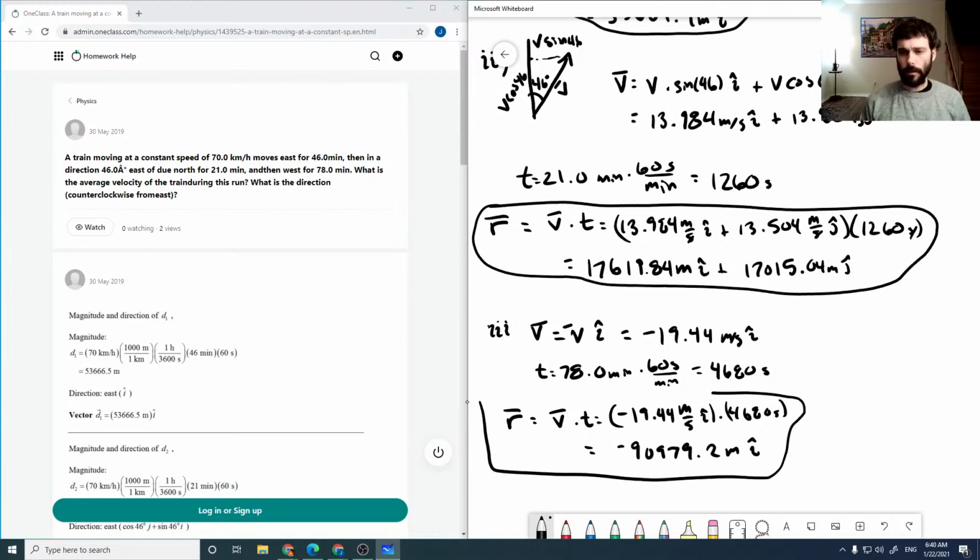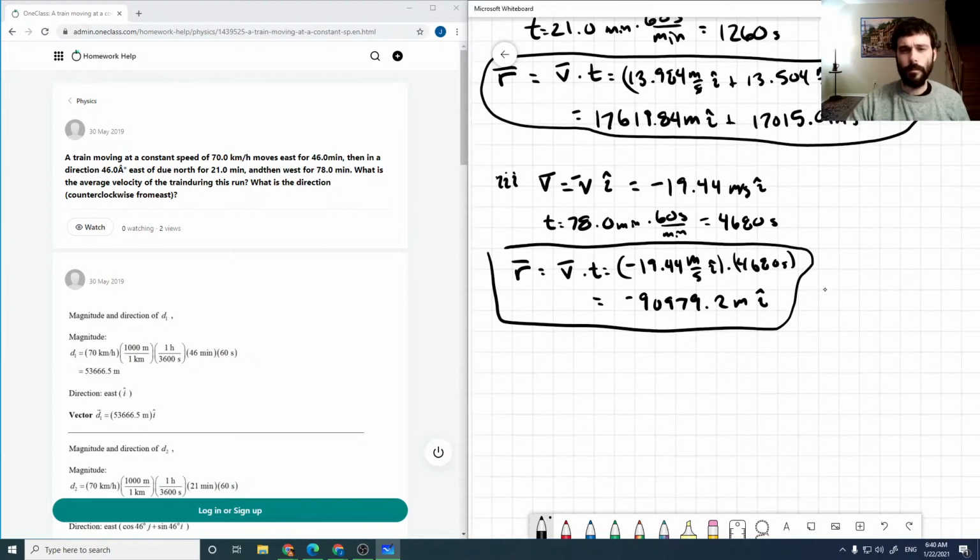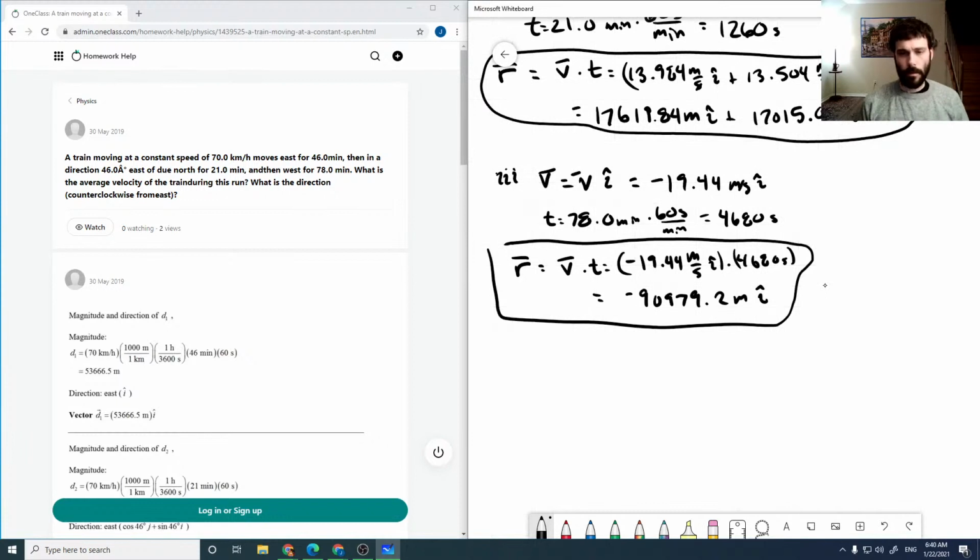And so now we get to the actual questions. So what is the average velocity and direction counterclockwise from east? So I guess it's looking for an angle. So our total displacement is each of our individual displacements summed.